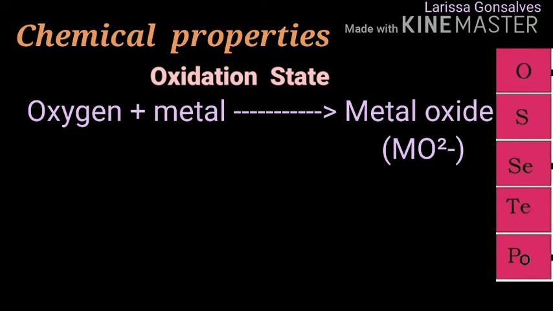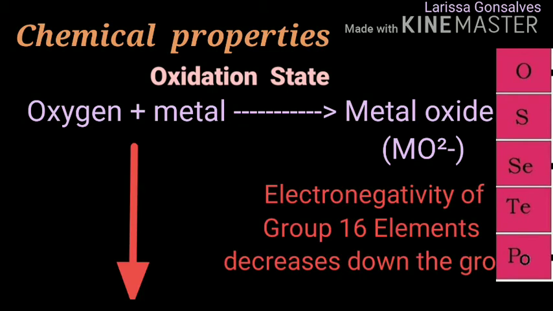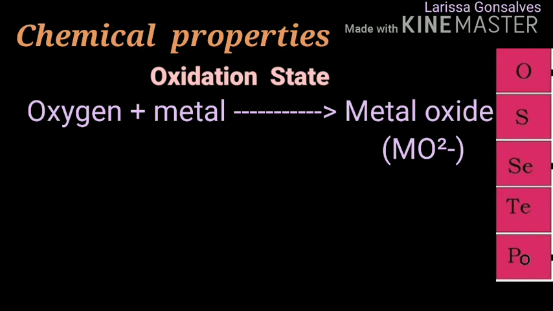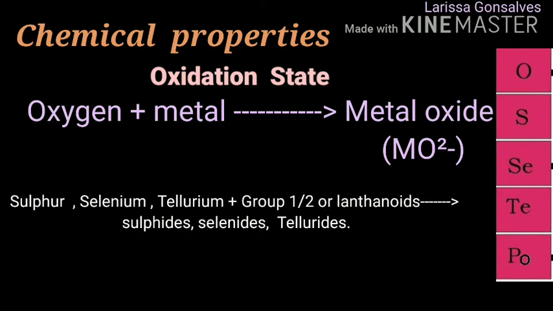Electronegativity of group 16 elements decreases down the group in the periodic table. Elements like sulfur, tellurium, selenium react with the more electropositive elements of group 1, 2 or lanthanides to form sulfides, selenides and tellurides. These compounds which are formed by these elements are most stable.